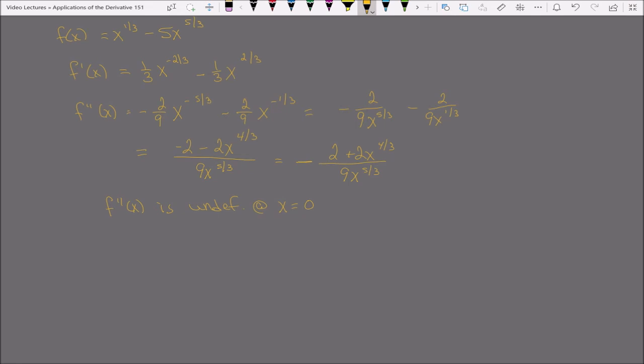Will f double prime ever equal 0? This would mean that 2 plus 2x to the 4/3 is 0, which means x to the 4/3 would have to be minus 1. But since x is being raised to a 4th power, right, we have cube root of x all to the 4th, that is not possible. All right, so that has no solution.